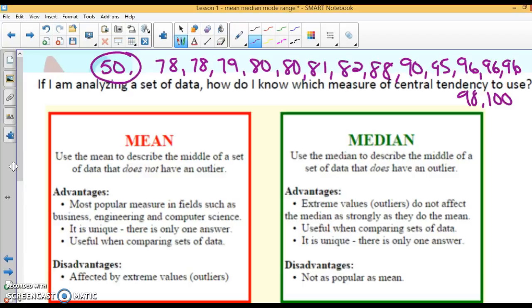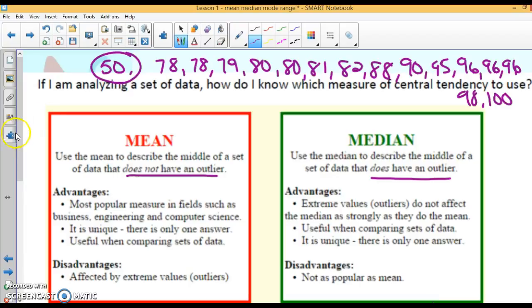and I want to say what the middle of my set of data is, I would use the mean if my data does not have an outlier. Why is that? Because if it does have an outlier, that 50% in this case is going to pull down the class average. Okay? Median. If you have an outlier, you are better off using the median.